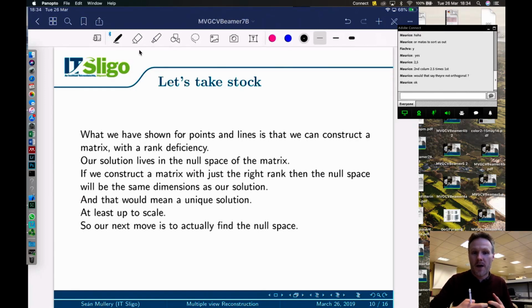Okay, so if we have a null space of 1, that means we get a unique solution. If we have a null space that's bigger than that, we've got a whole plane full of solutions, which usually won't be useful to us. And this is the case at least up to scale.